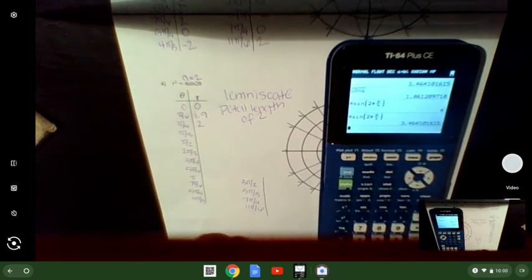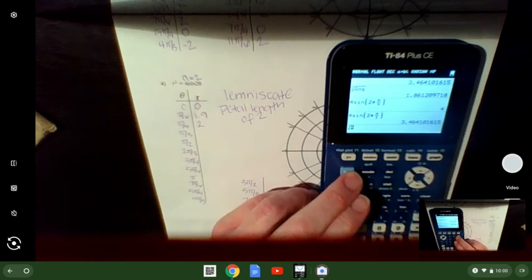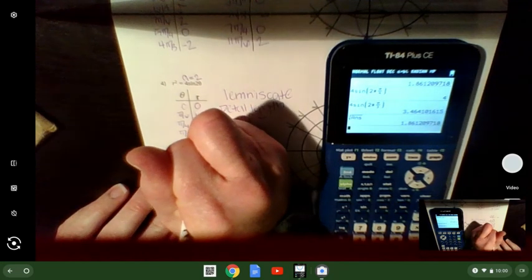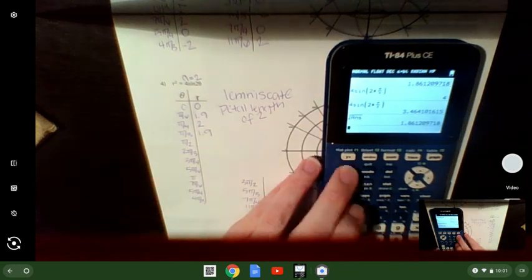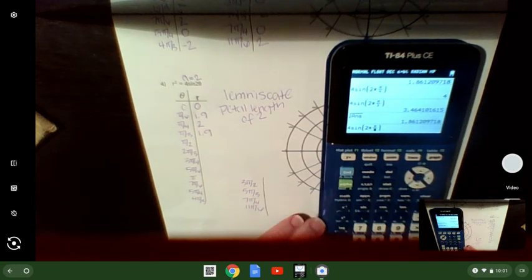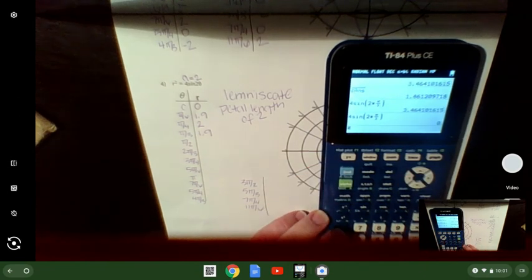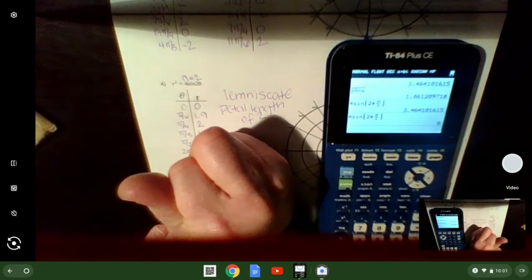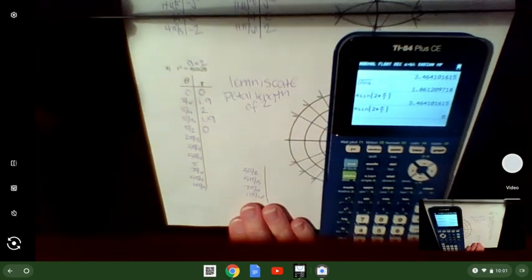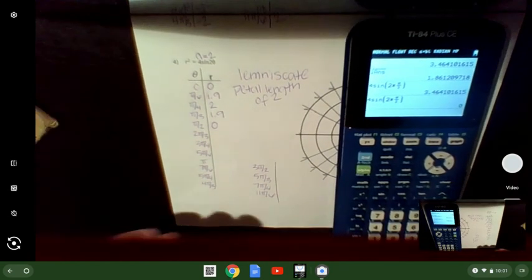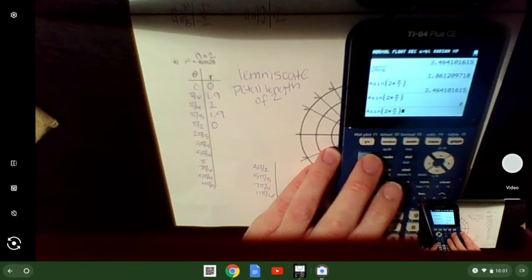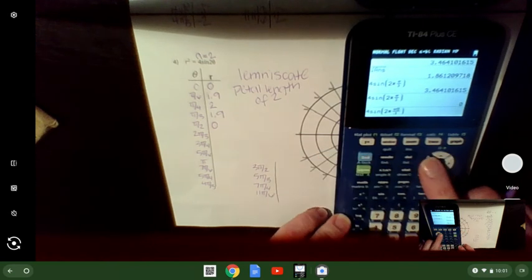Plugging in pi over 3. I don't know the square root of that off the top of my head. I get 1.9 again. And going with pi over 2, the square root of 0 is 0. So first quadrant done, 3 more quadrants to go. If you want to pause me, feel free. Time for some 2 pi over 3.